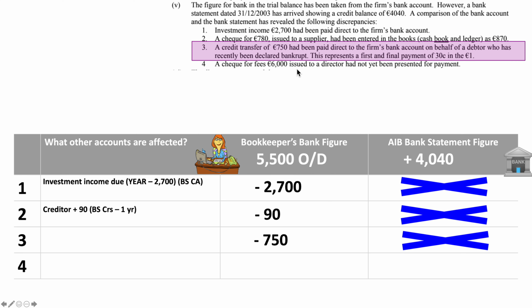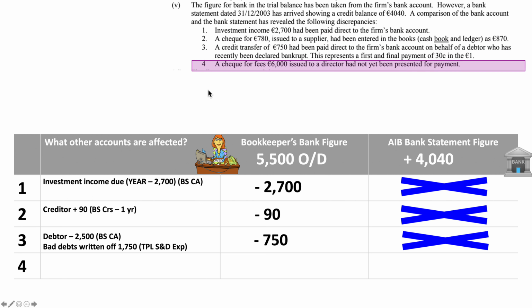Now, they've recently been declared bankrupt. This €750 is all the business is going to get, and it represents the 30 cents in the €1. So the 70 cents in the €1 is bad debts written off. Okay, so €750 divided by 30 multiplied by 70 is going to be your bad debts written off, €1,750. The debtor is going to reduce by €2,500, which is the money that they paid the business and the money that they're never going to pay the business, the €1,750. So that is number 3 done.